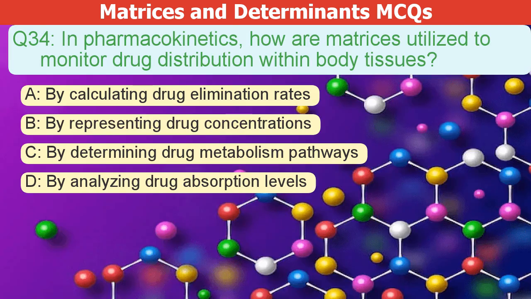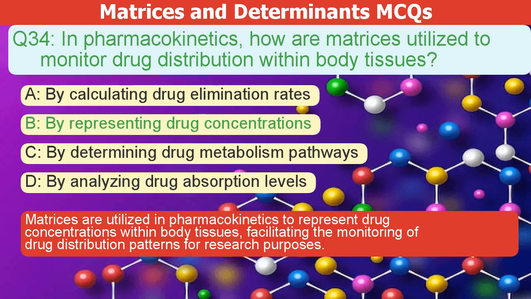In pharmacokinetics, how are matrices used to monitor drug distribution in body tissues? A. By calculating drug elimination rates. B. By representing drug concentrations. C. By determining drug metabolism pathways. D. By analyzing drug absorption levels.